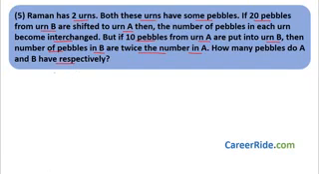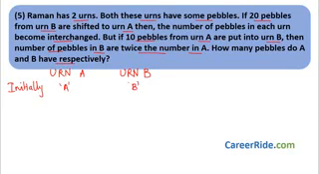Again, very easy. Let us assume that both the urns are nothing but urn A and urn B. Raman has urn A and urn B. Let the number of pebbles initially, at the start, in urn A be A and in urn B be B. This is the number of pebbles in urn B, this is the number of pebbles in urn A.